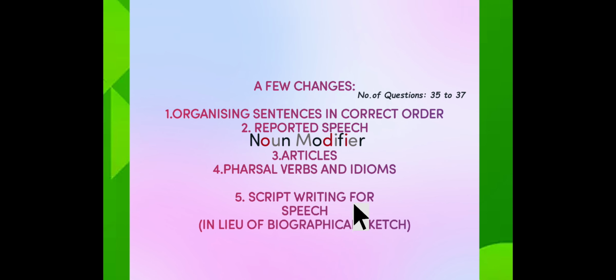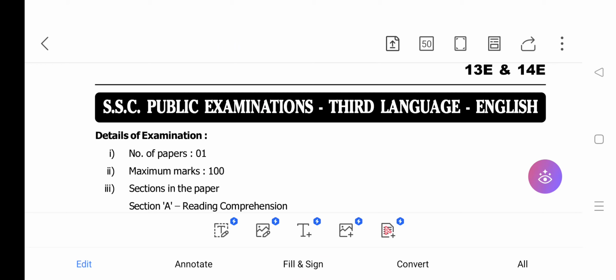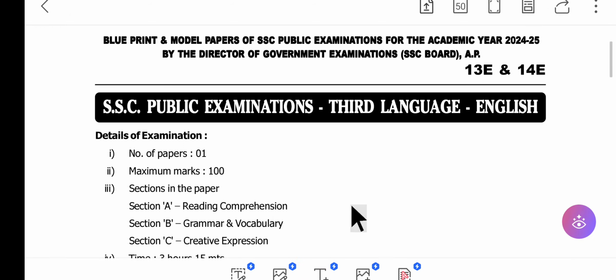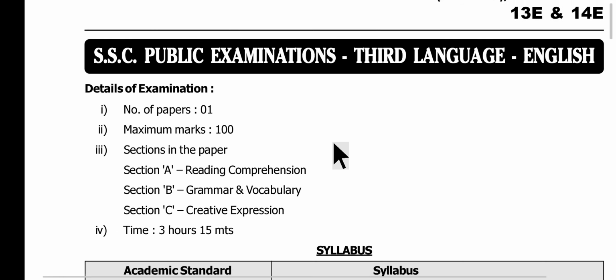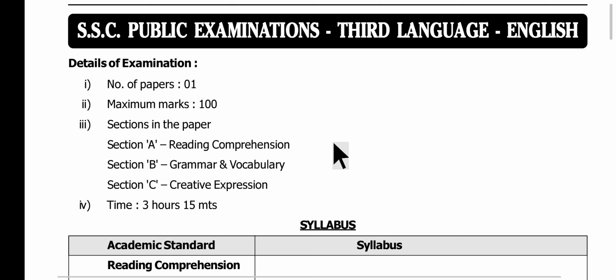Now, dear students, let's go through the detailed blueprint and types of questions and marks allotment for each section and each question. So, dear students, can you look at the blueprint supplied by the Director of Government Examination, SSC, Secondary School Certificate Board, Andhra Pradesh State, and the title and the code of the English paper is 13E and 14E, as you all can see here. Now, let us look at the details of the examination. The number of papers is 1. Earlier, we used to have 2 papers.